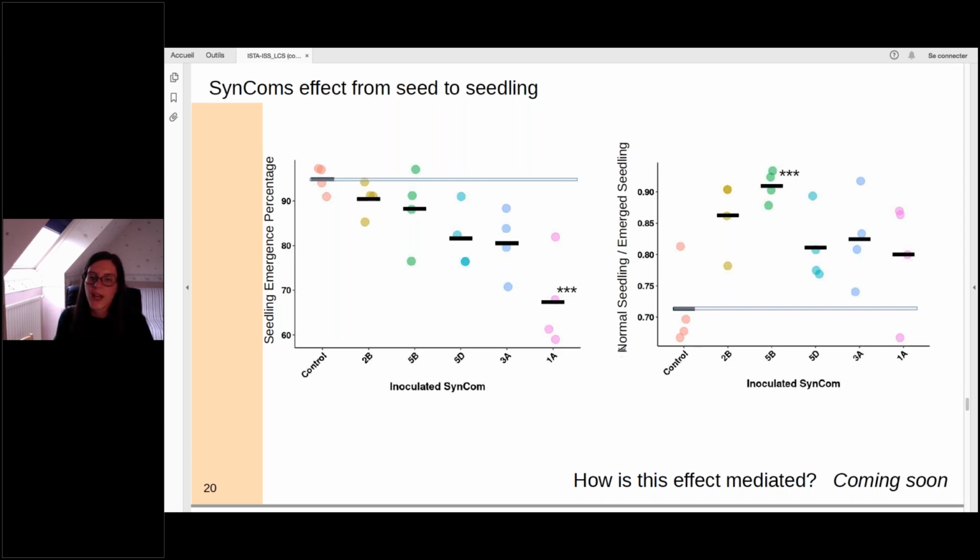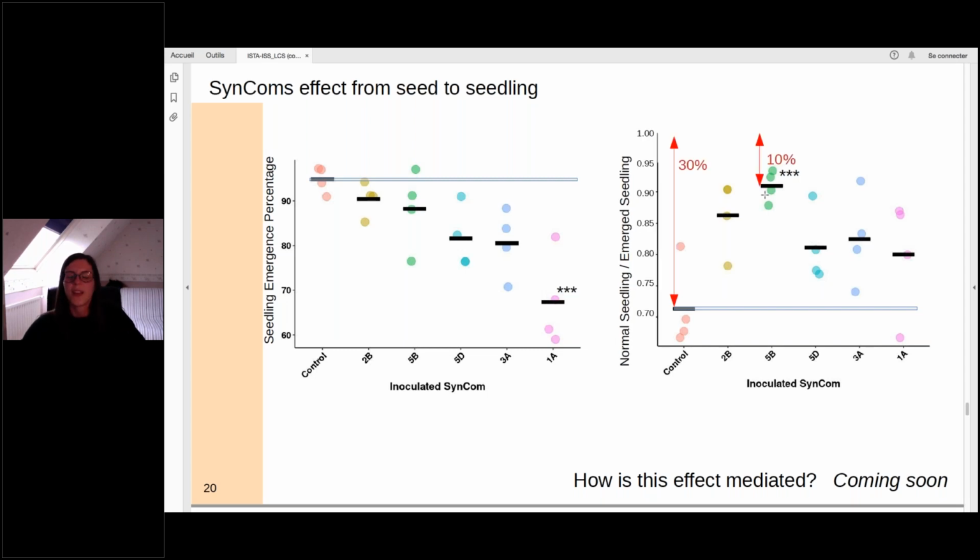But now if we look at the ratio between normal seedlings among all emerged seedlings, you can see that compared to the control here, all synthetic community inoculation improved this ratio. So our synthetic community seems to have a beneficial effect that is yet to be tested on different media and conditions. Here, the inoculation decreased the abnormal seedling percentage from 30% to 10% depending on the synthetic community. It's really good.